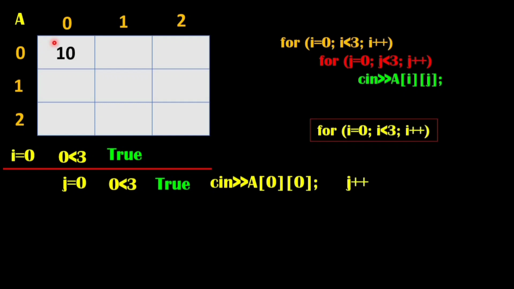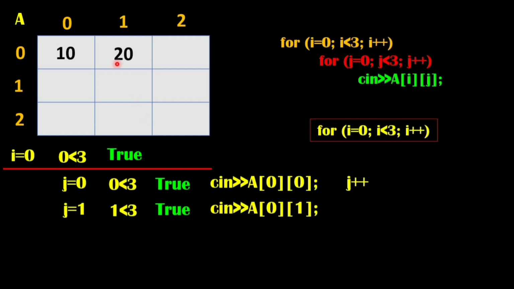Then j will be incremented. So j became 1 now. 1 is less than 3, that is true. Cin a[0][1]. So the i value is not changed here, but the j value is changed. So the i value is 0, the j value is 1. So I will enter another number.